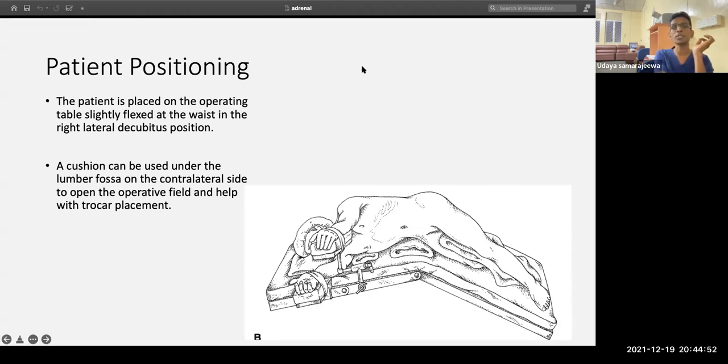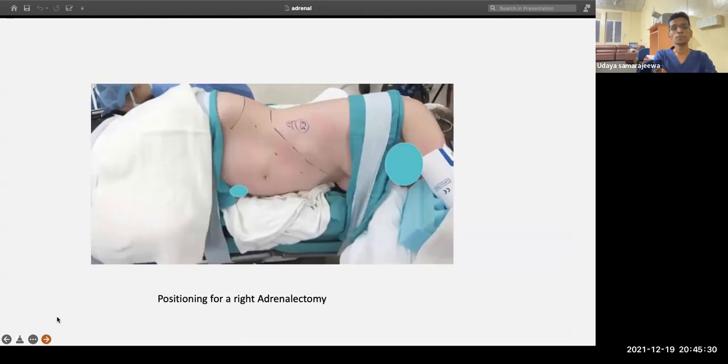And also in positioning, you must take care to prevent position-related injuries to the patient, because if you don't take steps, the patient can complain postoperatively about various problems. Especially they can get neuropraxias, back pains and things. And also you need to take care of the pressure areas as well. So I personally do the positioning along with the supporting staff, especially when it comes to my patients.